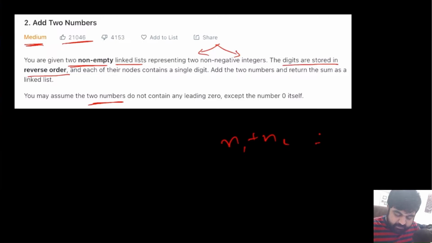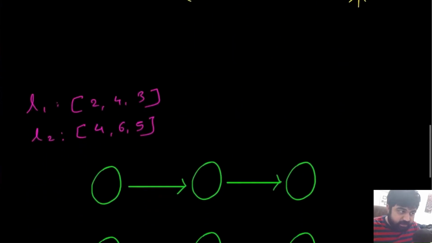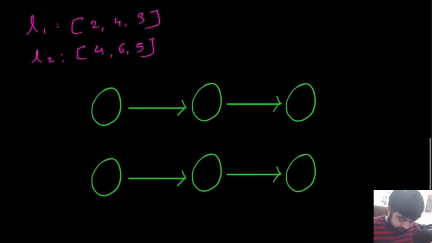So n1 plus n2, what is that going to be? The tricky part in this case is that both of them are given in the form of linked lists. So we are given linked list 1 and linked list 2 that represent both the numbers, and we need to add them, create an answer linked list, and return the head of this linked list. So let's try to understand this with an example, and that would make things more clear.